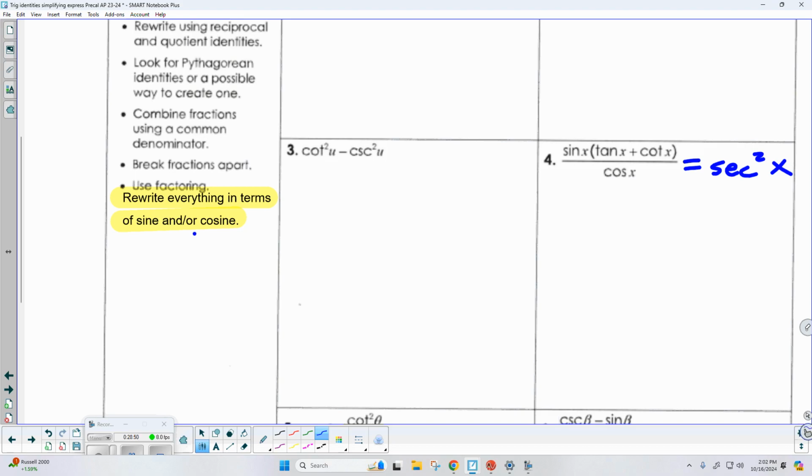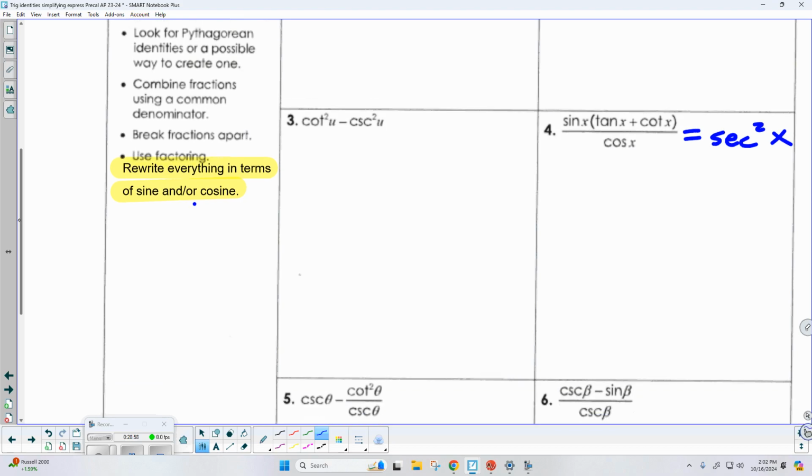Doesn't matter. Okay. So let me show you what I did first, and then we'll go ahead and find another way to do it. Because we had sine times this group, I went ahead and just took sine over cosine. I rewrote it like this. I said sine of x over cosine of x times tangent of x plus cotangent of x.